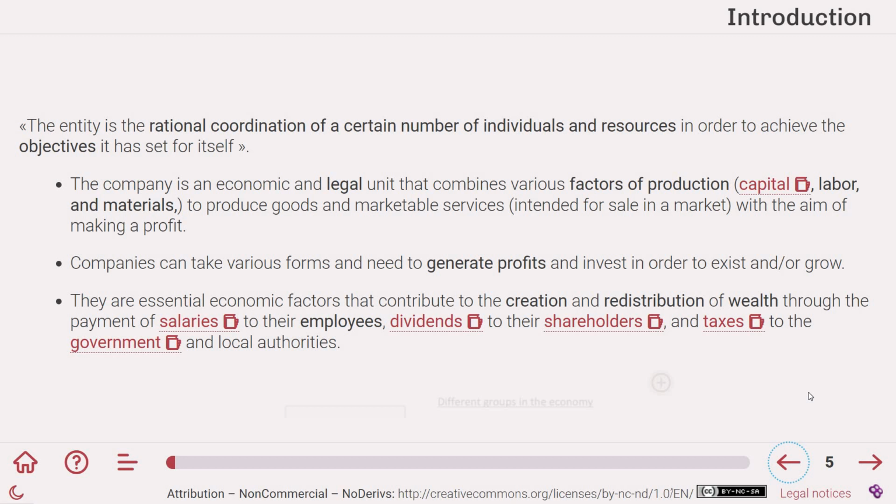So companies can take various forms and need to generate profits and invest in order to exist or to grow. They are essential economic factors that contribute to the creation and redistribution of wealth through the payment of salaries to their employees, dividends to their shareholders, and taxes to the government and local authorities.